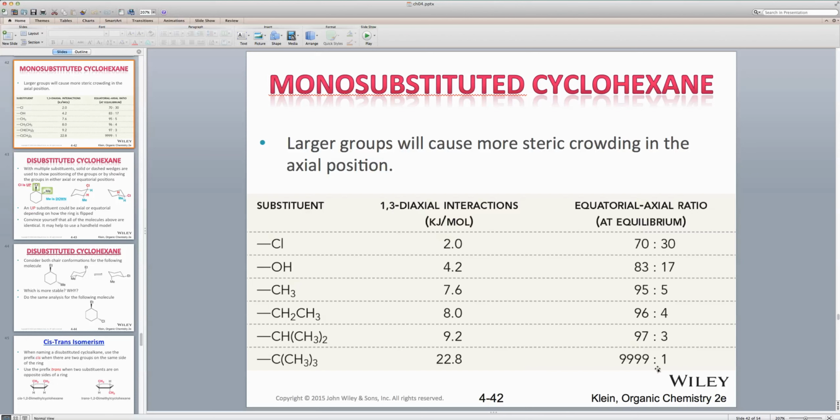Now compare that to t-butyl. 99.99% is equatorial, and 0.01% is going to be axial. So this data shows very clearly the bigger the substituent, the greater the preference for equatorial and the more energetic the penalty is going to be with the 1,3-diaxial flagpole interactions. We'll pick this up on the very last podcast at which we look at di-substituted cyclohexanes.